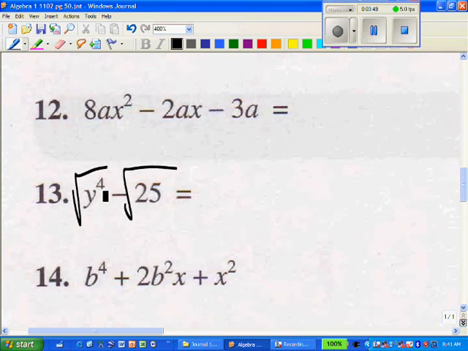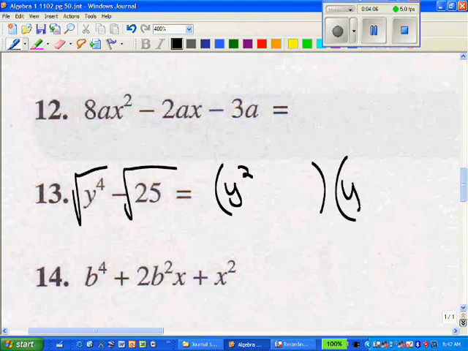When there's a negative between two terms and both of the terms can be square rooted, it's called the difference of squares. So what's the square root of 4y to the 4th, forgive me? What's the square root of y to the 4th? The square root of y to the 4th is y to the 2nd. So that's going to be my first term, y to the 2nd.